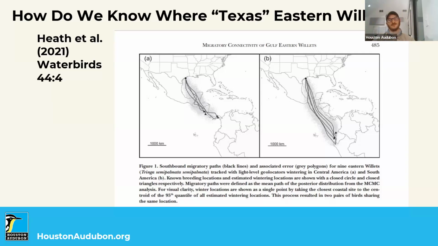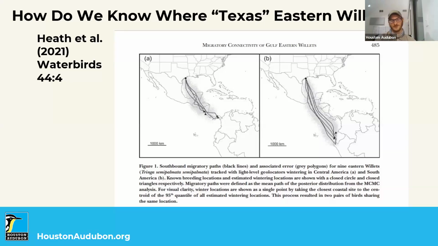They remove the band, they remove the device, and then they're able to use a computer program to look at the light that the sensor captured, the day length and light level, and basically calculate the latitude and longitude of where the bird was. So this is how we know that our birds here on the Texas coast migrate down to Central and South America, which I think is really, really cool.